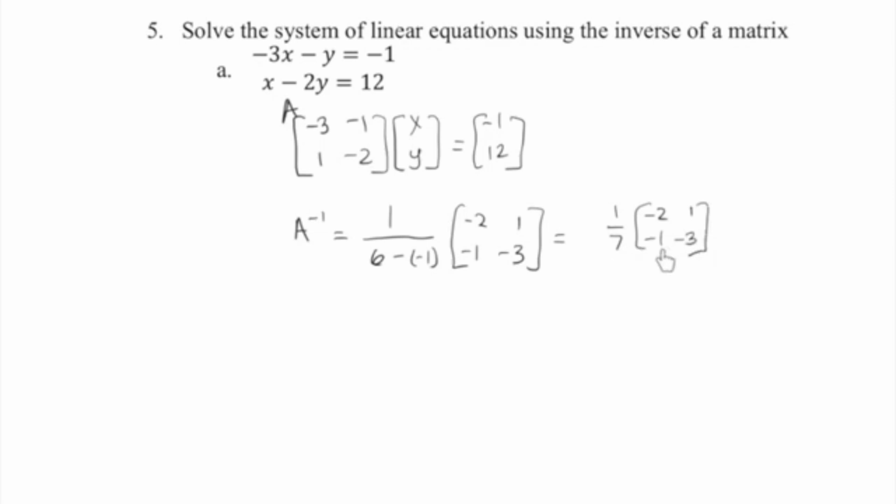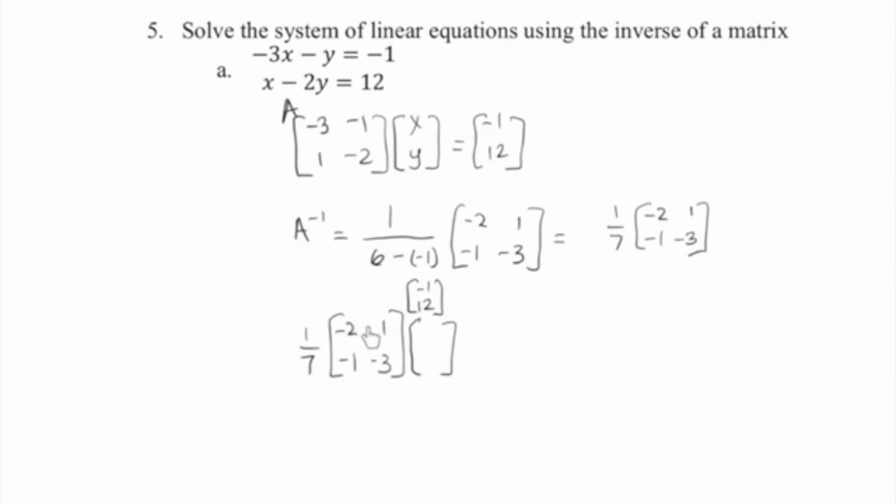So if I was to take this matrix and multiply it here, then they would essentially cancel each other out, leaving xy all by itself. But since this is an equation, if you multiply by the inverse here, you have to multiply by this same inverse right here. So it's going to be this times that. And I'm going to leave the 1/7 out. So I'm going to multiply the two matrices together first and then multiply the 1/7 at the very end.